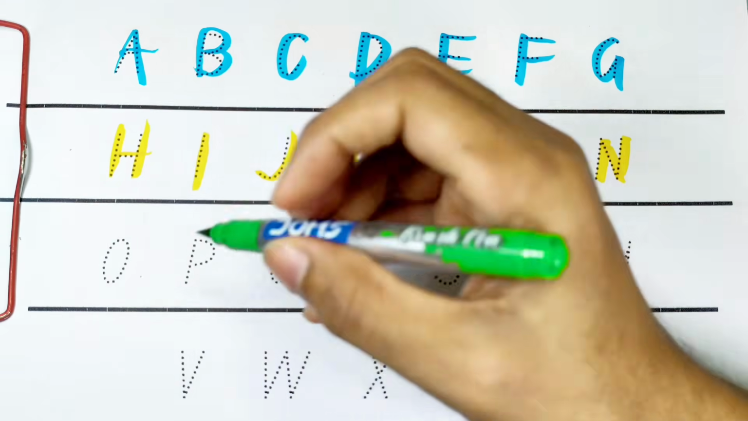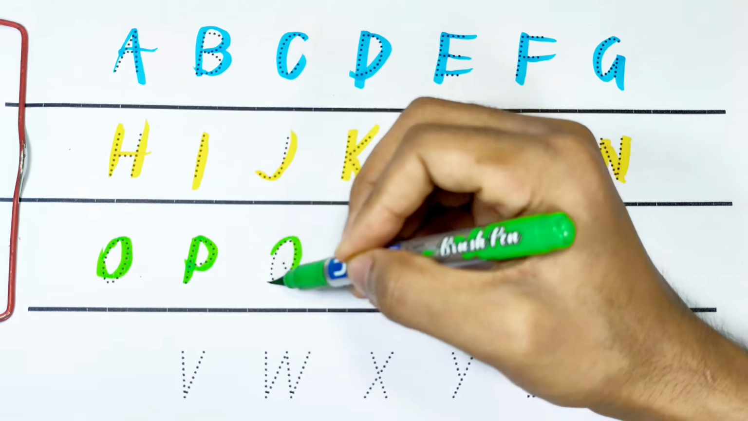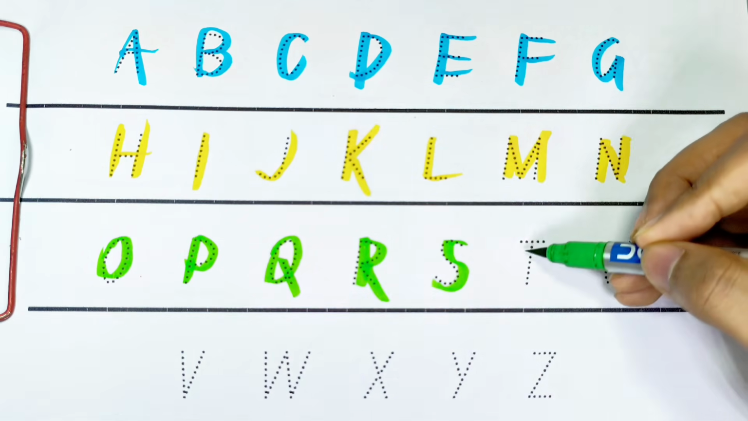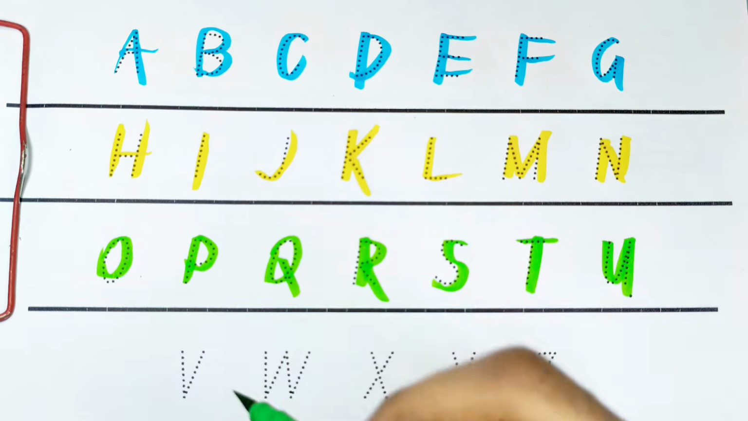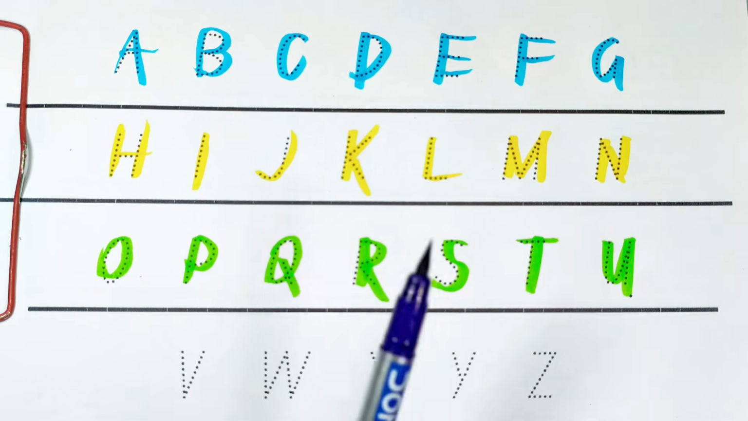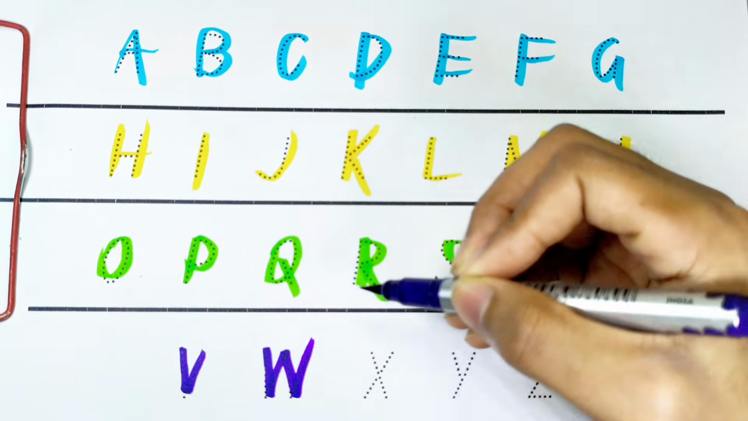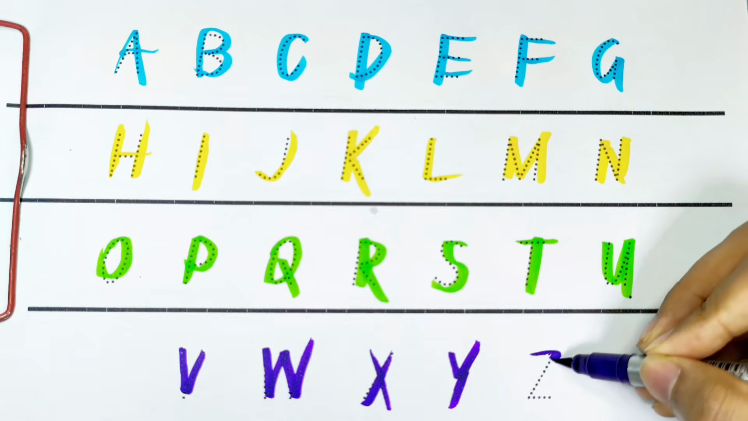Light green color. The alphabet of O. P, Q, R, S for snake. T, U for umbrella. The next one is V. Now we're using the color of purple. V for van. W, X, Y, and the last one is Z.